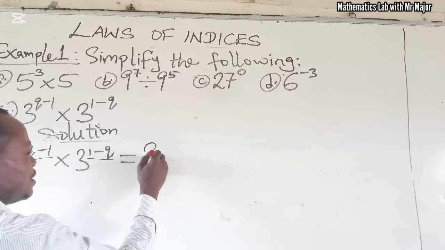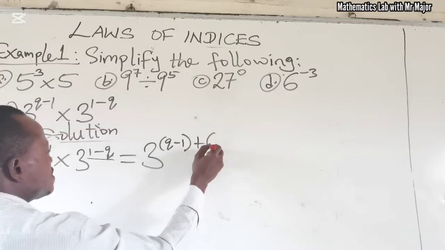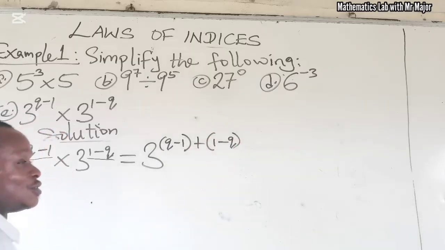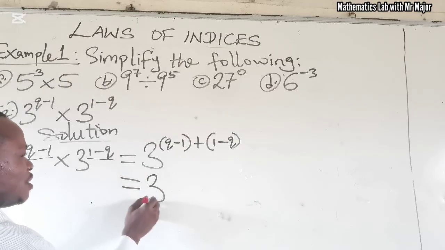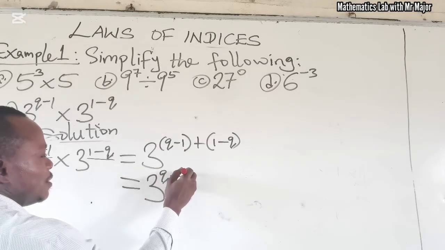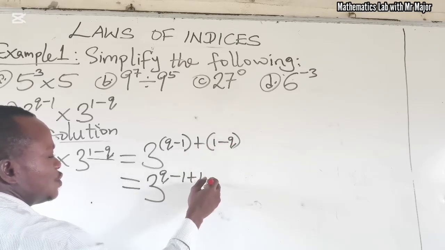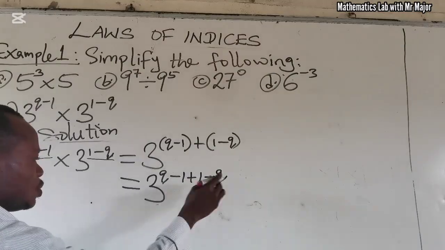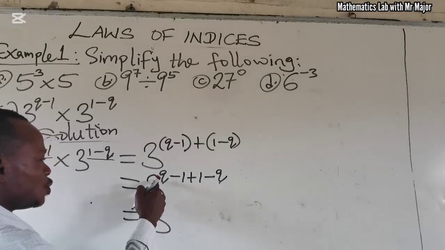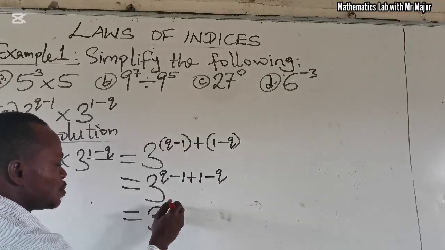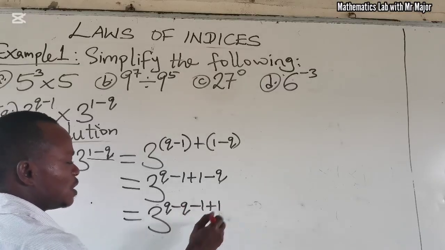So that will be 3 raised to power q minus 1 plus 1 minus q, because according to multiplication law, we should add the powers. So that will now be equal to 3 raised to power q minus 1 plus times 1 is plus 1, plus times minus q is minus q. So now this is equal to 3 raised to power. Let us group the like terms. So q and minus q, they are like terms. So I bring them together. Then minus 1 and plus 1 are like terms.